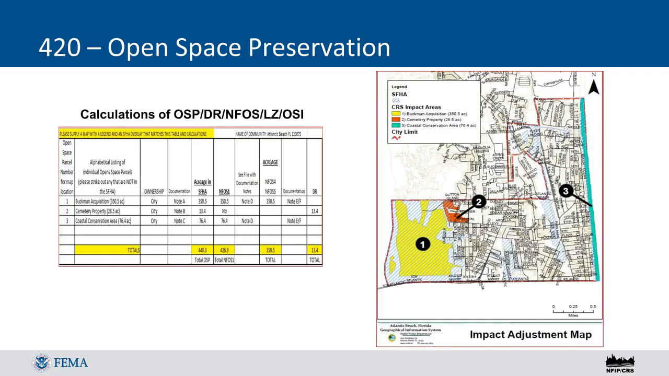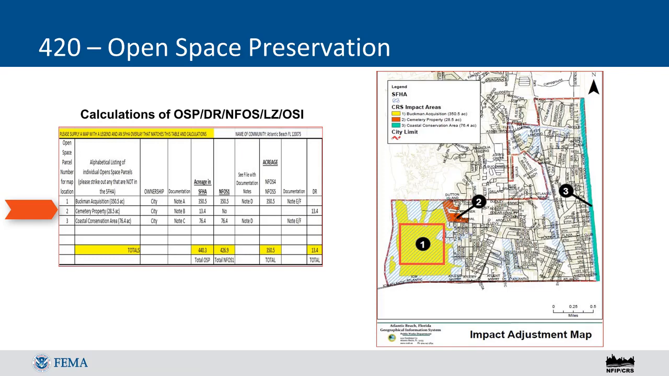For Activity 420 Open Space, the 2 big pieces of documentation you'll need is a list of all your open space properties, such as what's seen on the left-hand side of the screen, and then a map of the properties which corresponds to that. When you make the list and map, please label them with numbers or letters so that it's easy to find the information for each property. In the example of the list on the screen, they're labeled 1, 2, and 3, and then you can look up number 1 and see that it is clearly identified by the number 1 on the map.